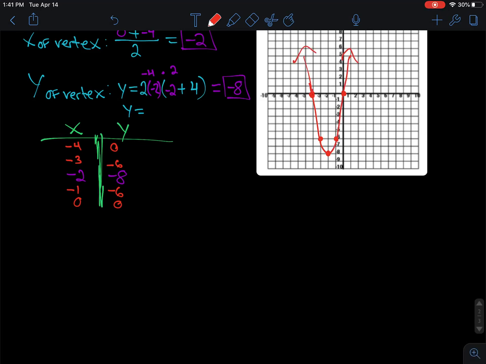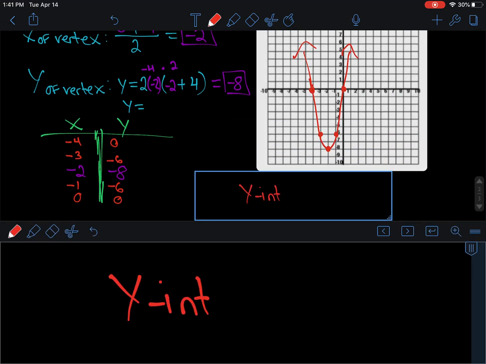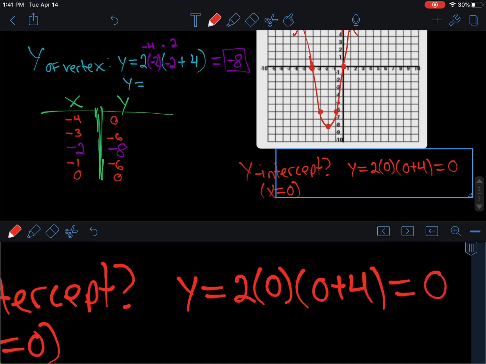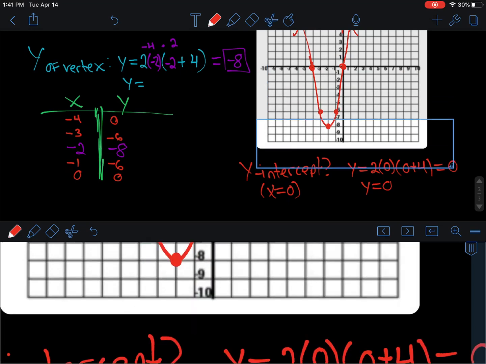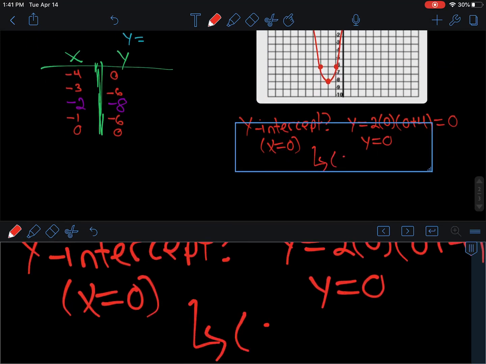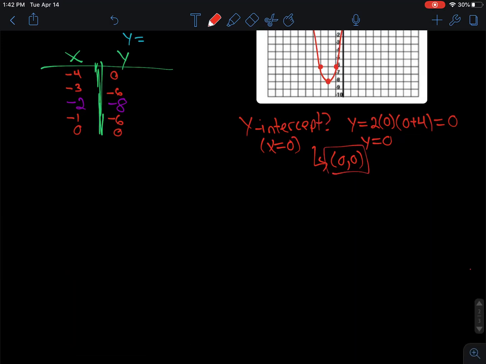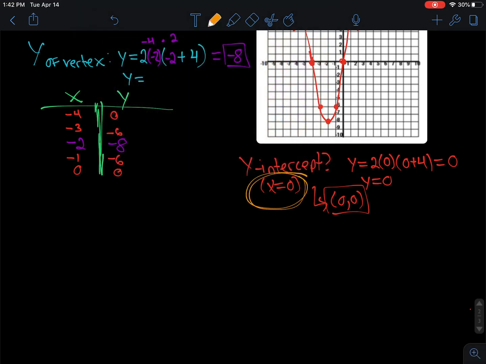Just to be clear, in this case, my y-intercept, again, remember, is whenever x is 0. So again, you can plug 0 into your equation. So y equals 2 times 0, 0 plus 4, which is just going to give you 0. So you can plug it in, or sometimes it might pop up in your table like it did here. So just to be clear, the y-intercept in this case will be (0, 0). So again, the y-intercept is something that historically students in the past have gotten wrong because they forget that you just plug 0 in. So again, if you're asked about that in the homework, that's what you need to do.